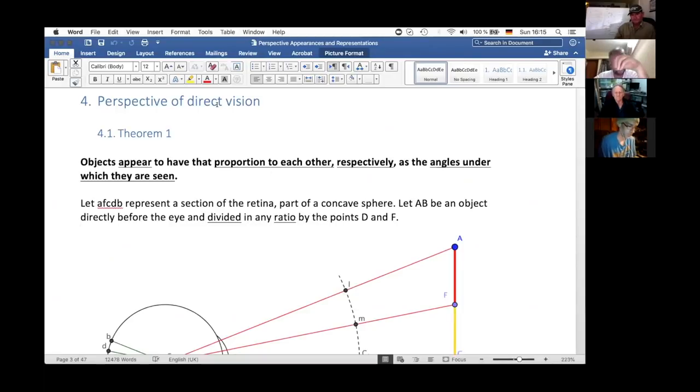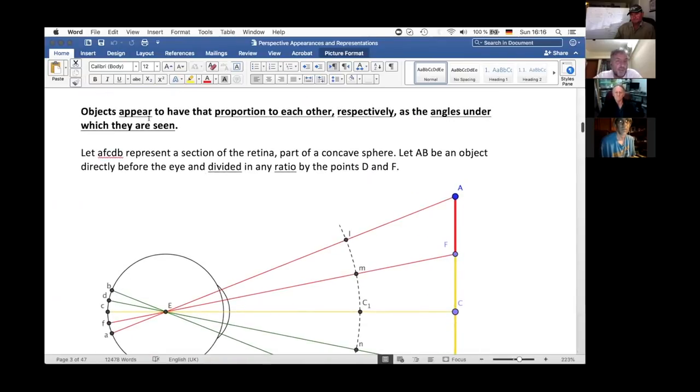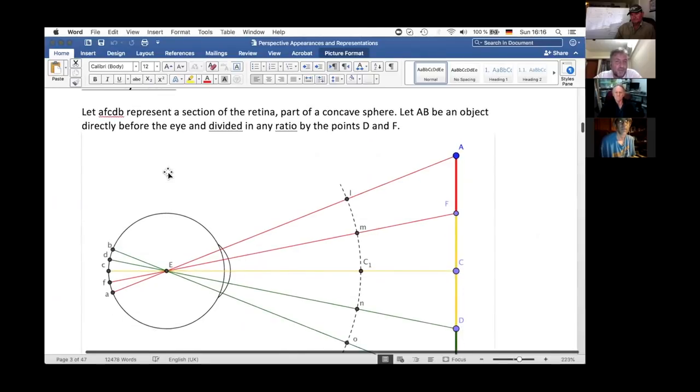The theory of direct vision, I think, is different from the theory of perspective. Perspective for me is representing 3D objects on a 2D planar surface by mathematical rules, whereas the theory of direct vision applies to how your eye works. It's geometrical optics rather than paintings or technical drawings. And there's only two theorems that you really need to know, and that is that objects have that proportion respectively as the angles under which they are seen.